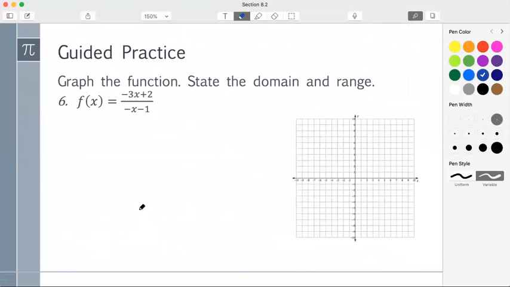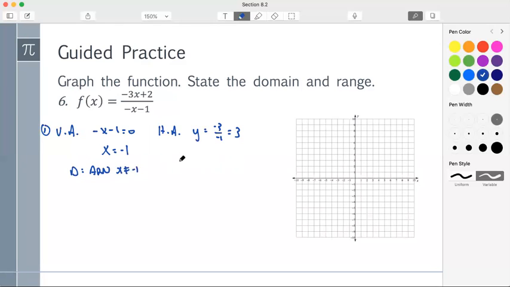All right, example 6. All right, so step 1, the vertical asymptote is going to occur when the denominator equals 0. So solving, you get x equals negative 1. Horizontal asymptote occurs with the ratio of the leading coefficients, so you get 3. Your domain is all real numbers such that x cannot equal negative 1. And your range is all real numbers such that y cannot equal 3.